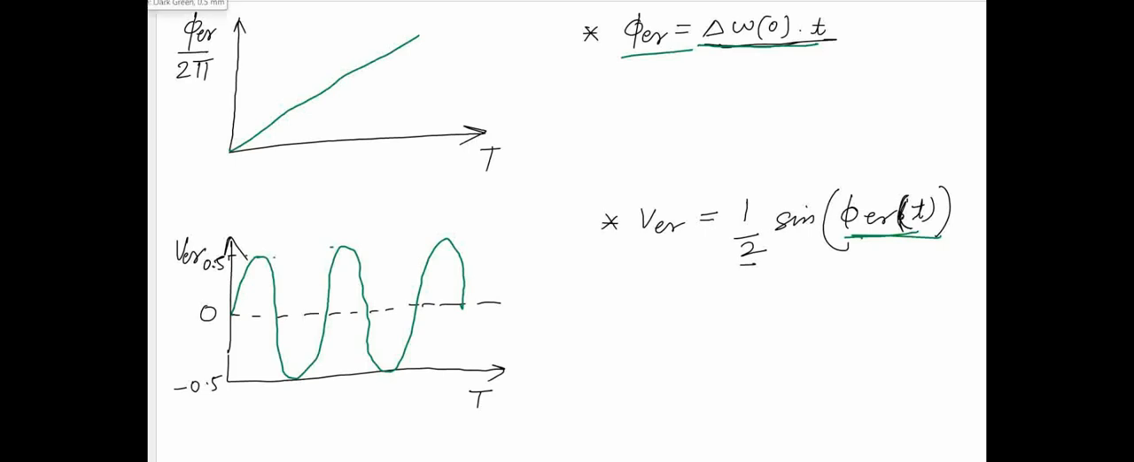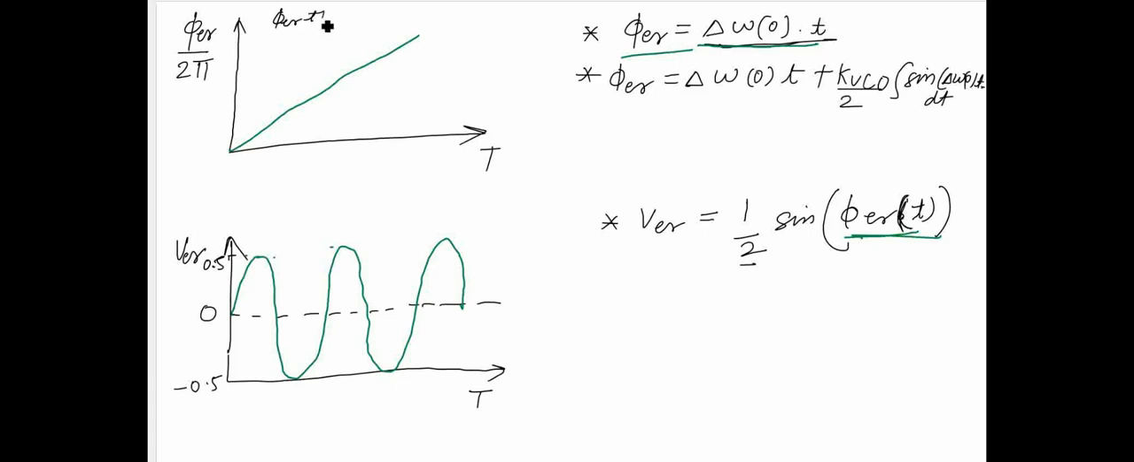Now the third case, when in response to VC the frequency changed, then phi error. Let me write. So what happened? Now phi error is equal to del omega 0 t plus KVCO by 2 integration of sine del omega 0 t dt. What I did, see, I'm writing the equation. The phi error, we have to write.